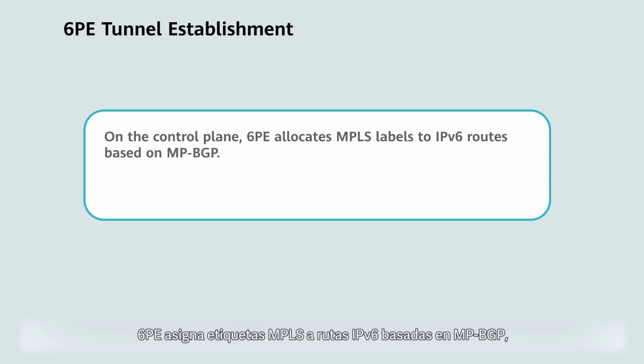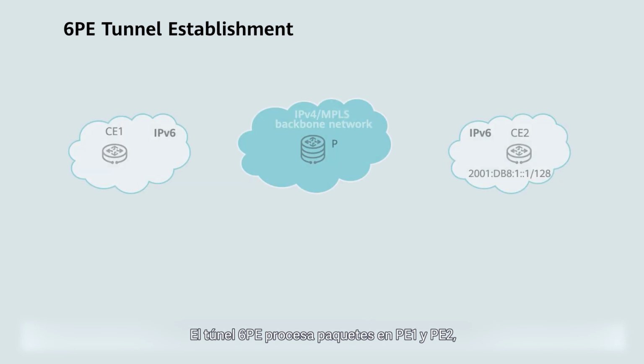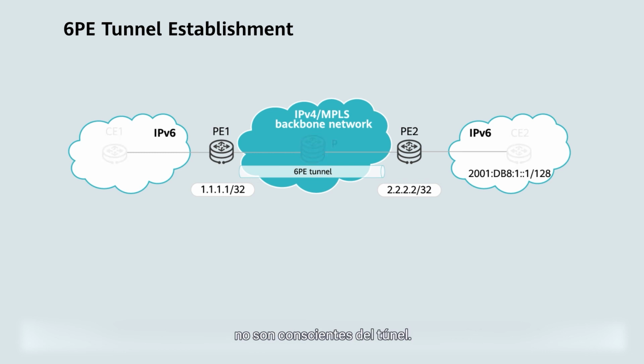On the control plane, 6PE allocates MPLS labels to IPv6 routes based on MPBGP, whereas on the forwarding plane, it forwards IPv6 packets based on outer MPLS labels. The 6PE tunnel processes packets on the PE1 and PE2, which are two border nodes. Other nodes, such as CE1, CE2, and the P, are unaware of the tunnel.